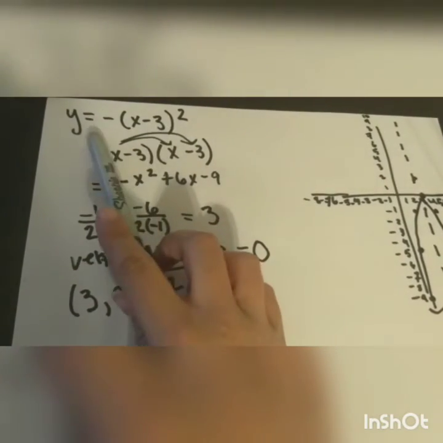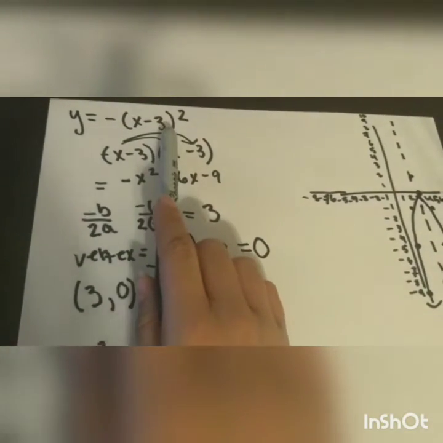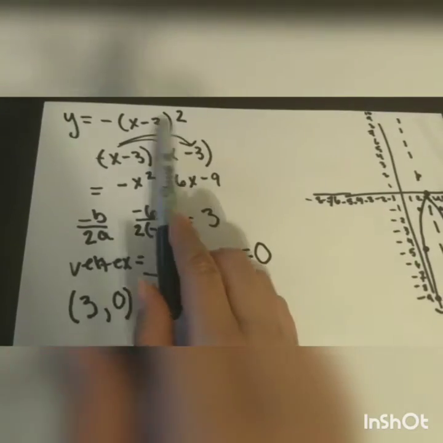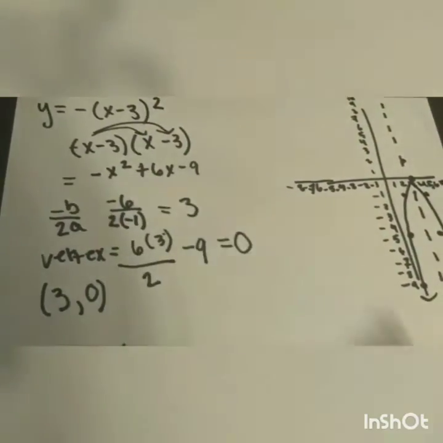Okay, so there is my parabola, and it's pretty much the same steps for all 3 problems. But if you see something like this, where it's just one set of parentheses to the power of 2, just remember to FOIL.